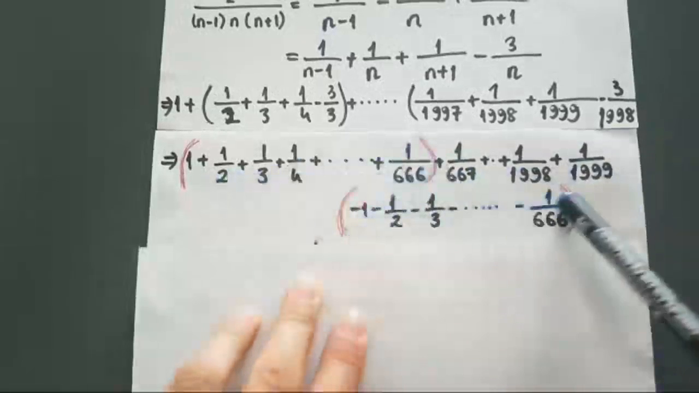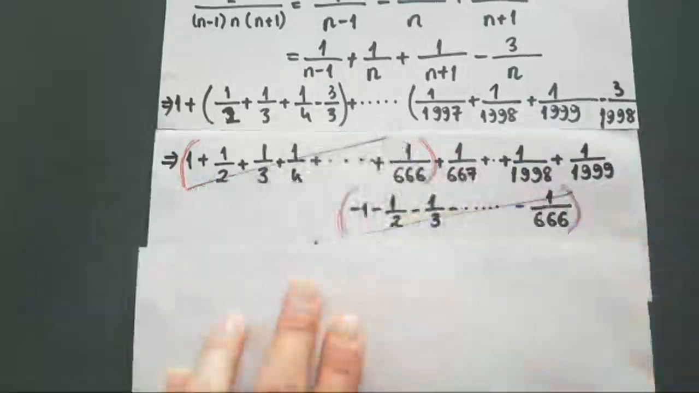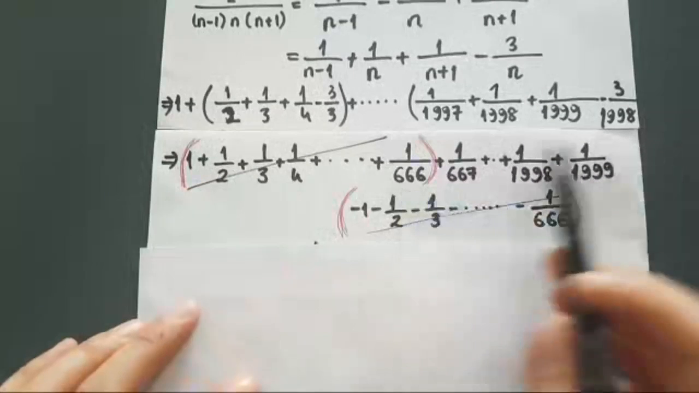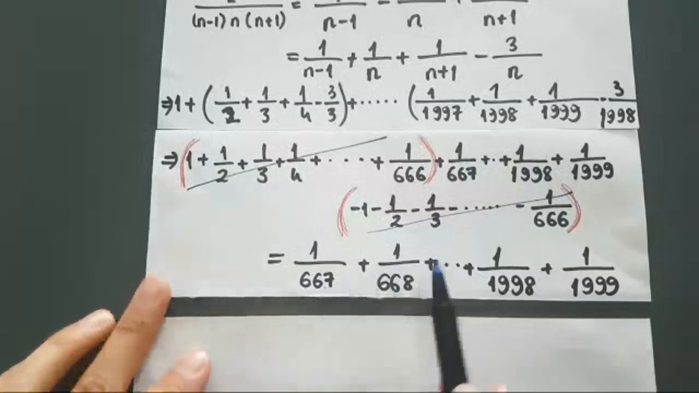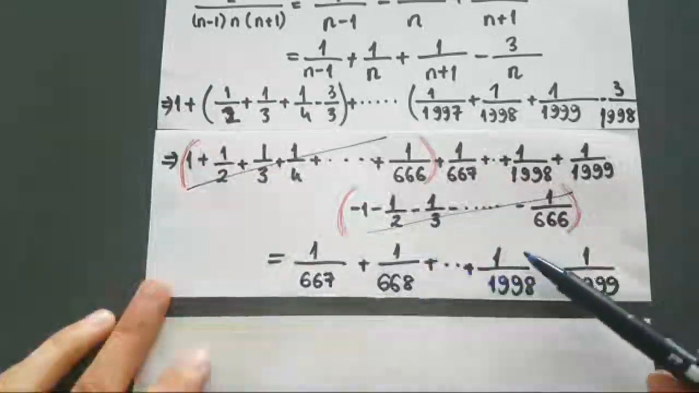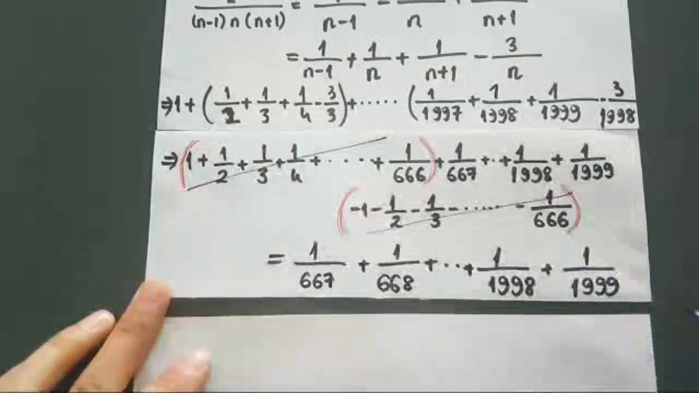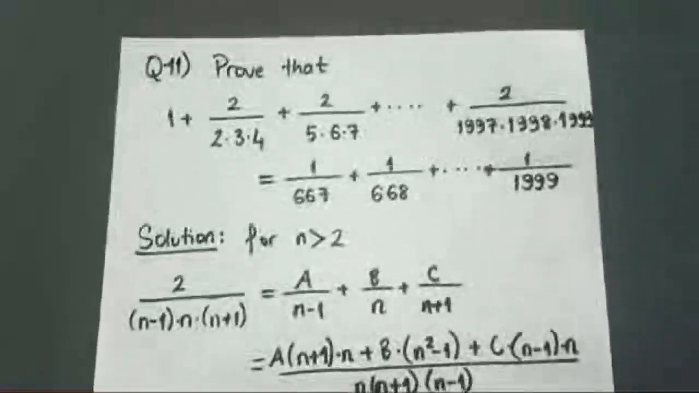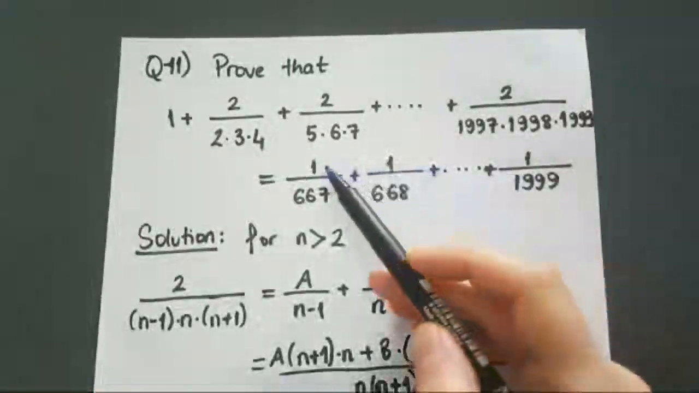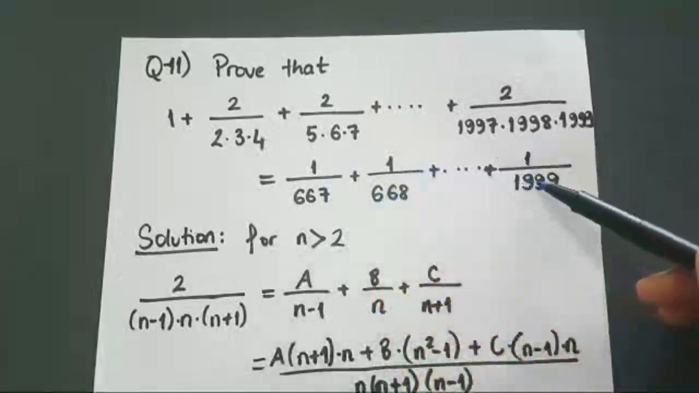So can I cancel them? Yes, I can. So what is left in this sum? 1 over 667, 1 over 668, and so on, 1 over 1998, 1 over 1999. This is the sum of the given expression on the left side. So did we prove it? Do we have the same on the right side of the equation? Yes, we do. 1 over 667, 1 over 668, and so on, 1 over 1999.